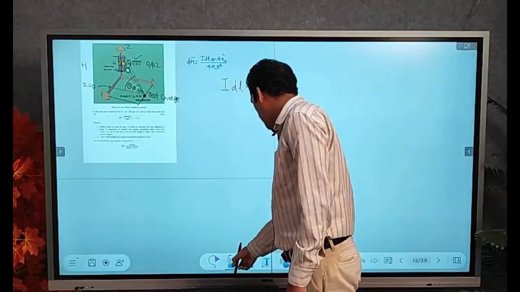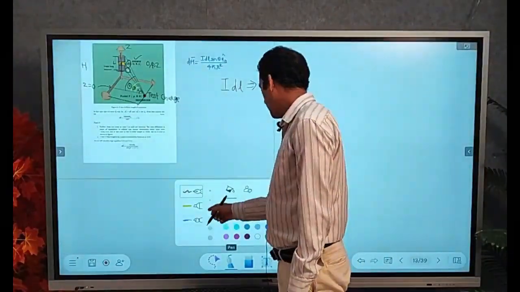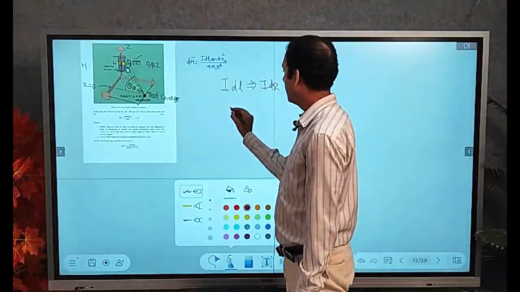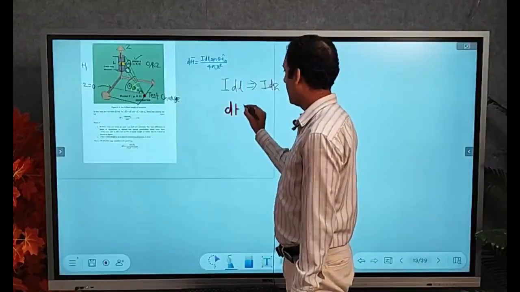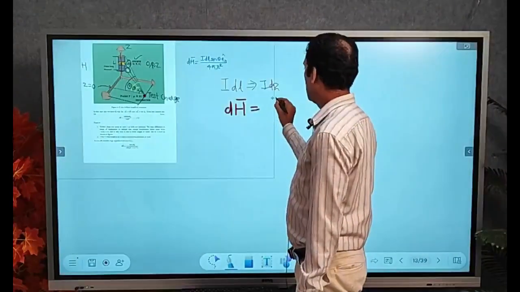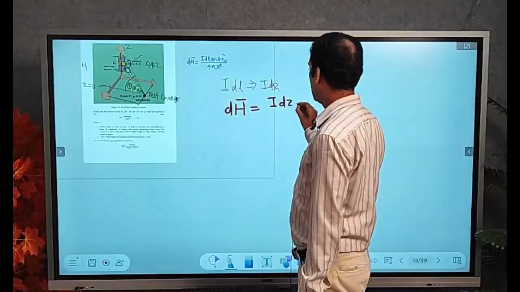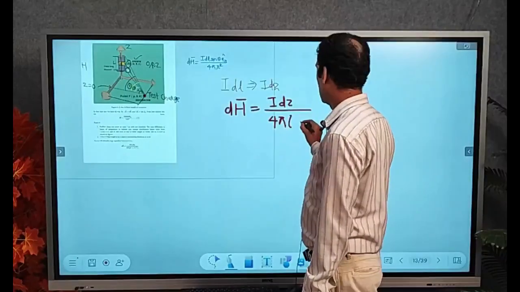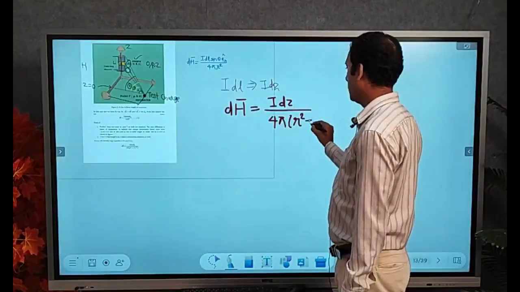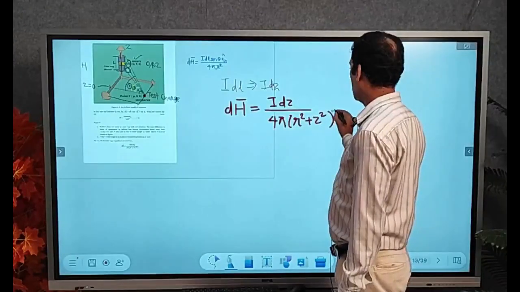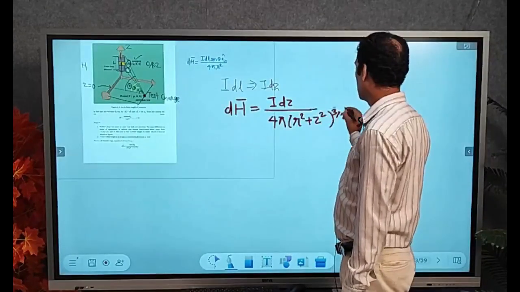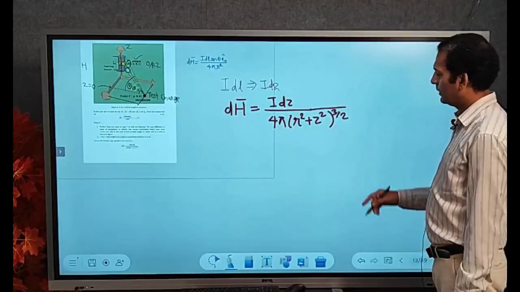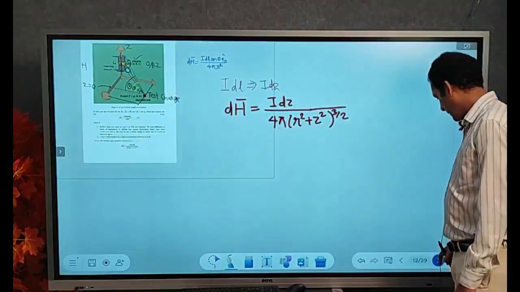And in our previous example we have derived the expression, that basic expression will be the same. It will be dH bar equal to I dz by 4 pi into (r square plus z square) to the power 3 by 2. Now this is our expression. Up to this it will be common with the infinite line.